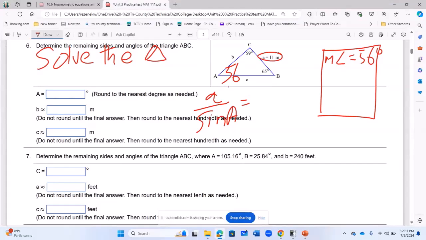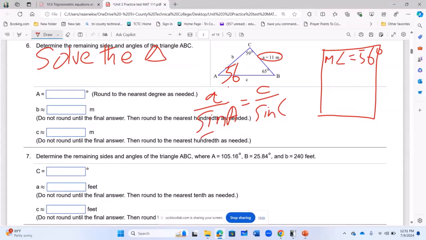And I am not given any other side, but I am given both of the angles. So I can use either C or B. So I can say C over sine C. All right, so now I plug in what I know. If I like, I can solve for C immediately.